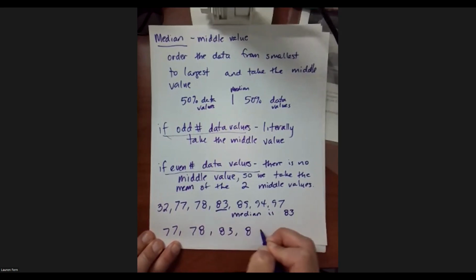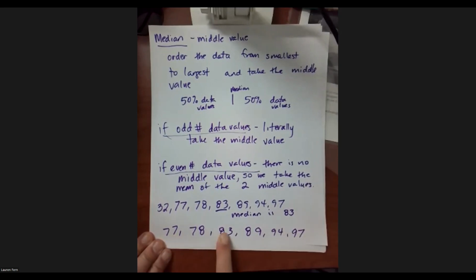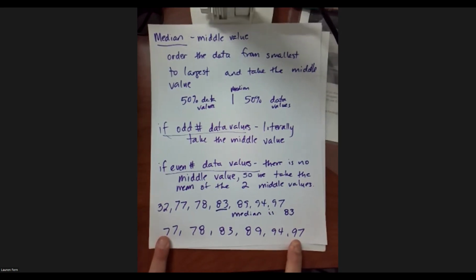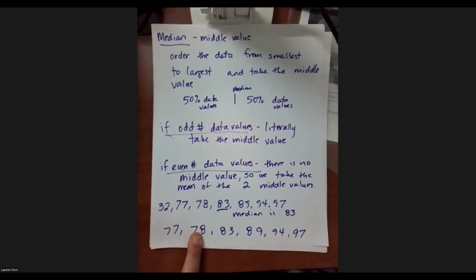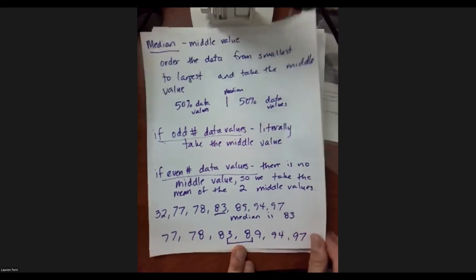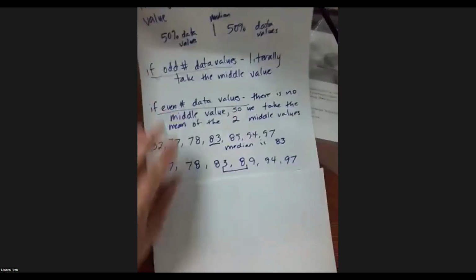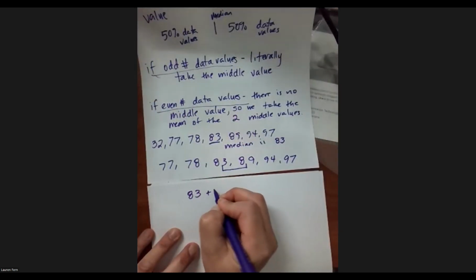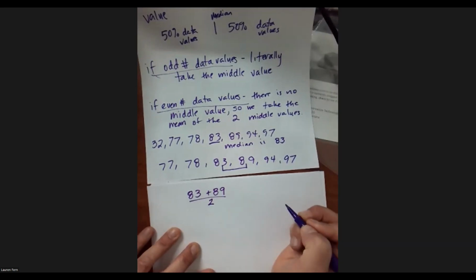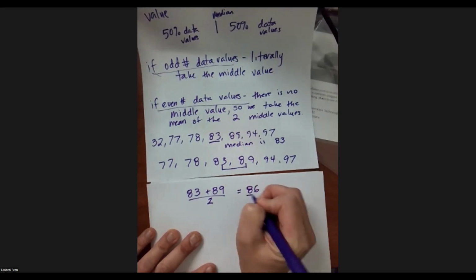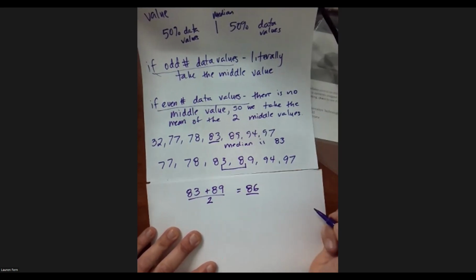Now, on the other hand, what if I just nix this 32 and I say, suppose these are the scores? Now we only have 6 scores. And watch this. You're going to see that we don't have a middle value. You start on the outside and you jump in and you have these 2 middle values. So how do we find the median in this case? We take the average of the 2 middle values. So literally I would say, well, 83 plus 89 divided by 2. And so in this second one, my median would be 86.